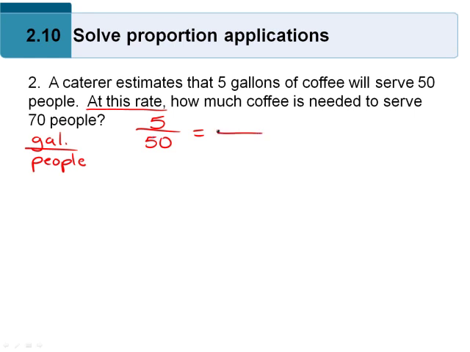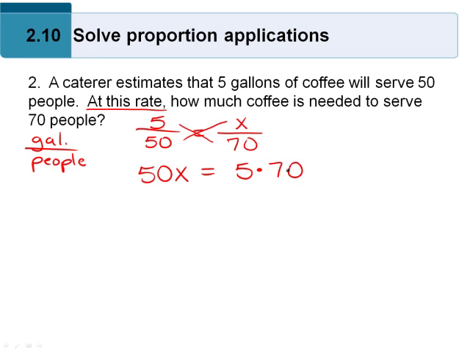So if you're not really sure what goes where, 70 people, that's got to go on the bottom, 70. And we want to know how many gallons of coffee we will need. So we cross multiply. We have 50 times X equals 5 times 70.